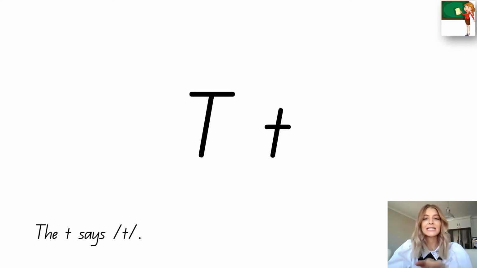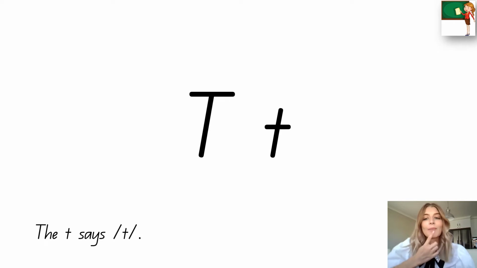Okay, so we know that every letter makes a sound. So the letter T makes the sound T. So can you say that after me? The T says T. Good. And with our Jolly Phonics, we know our action for this one. We move our head side to side. So my turn first, then yours. The T says T. Your turn.